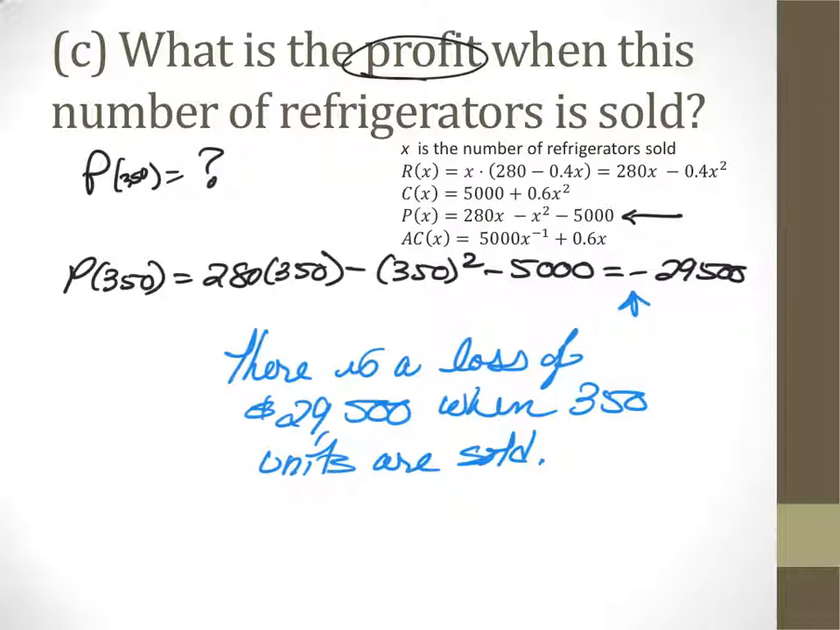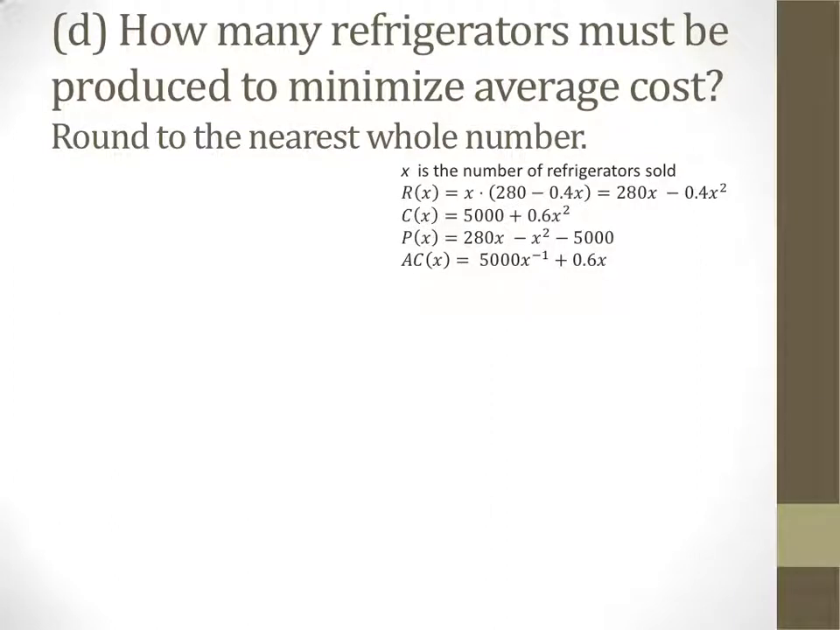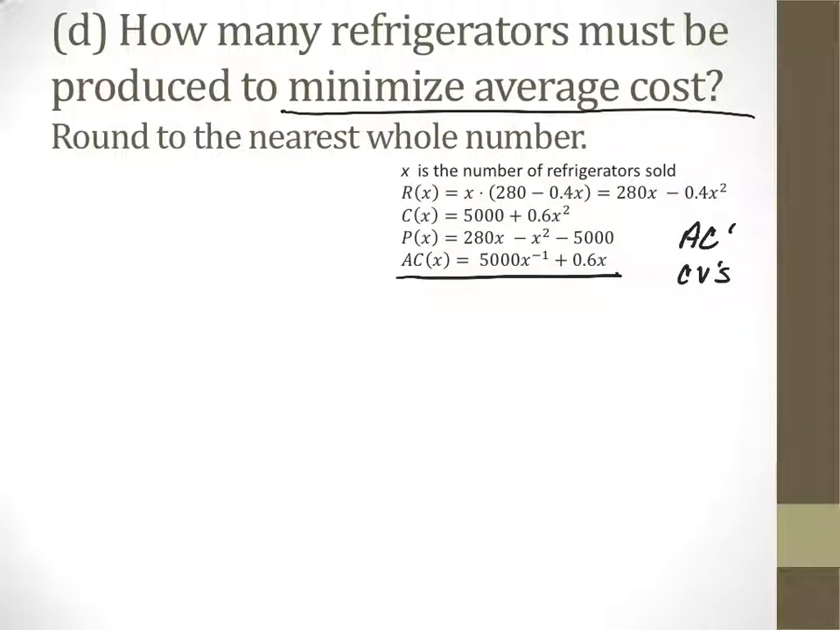So let's go ahead and turn our thoughts now towards average cost. How many refrigerators must be produced to minimize the average cost? Here's our average cost. We want to minimize that, and so that means we're going to need to take the derivative. We're going to need to find critical values. If there is just one, then we can use the second derivative of the average cost to show where we have a minimum, and then pull that number. So let's go ahead and find the derivative first.